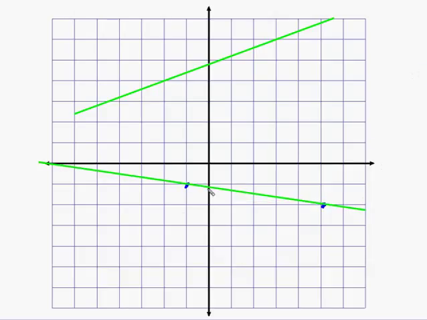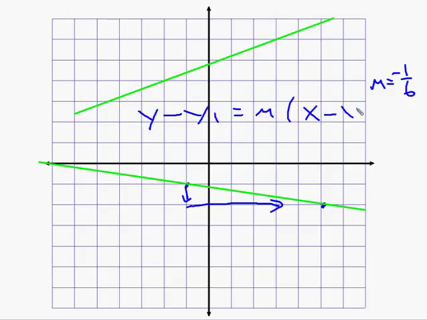All right, get the equation of that line. What do we need to get first? Slope. What's the slope? Negative 1 over 6. Down 1, right 6. We always graph left to right. Now, point-slope form. Say the formula. y minus y1 equals m times x minus x1.